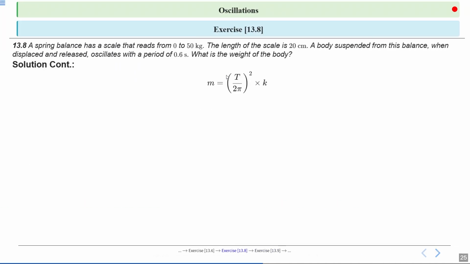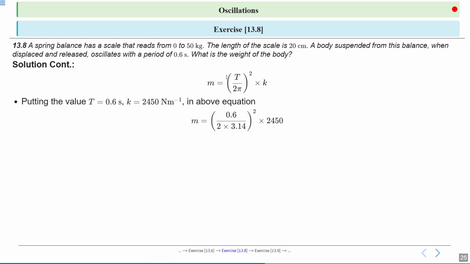Now m equal to T divided by 2 pi whole square into k. So putting the value T equal to 0.6 second, k equal to 2450 Newton per meter in our equation, m equal to 0.6 divided by 2 into 3.14 whole square into 2450. So it will be m equal to 0.00912 whole square into 2450. So solving this you will get m equal to 22.36 kg.